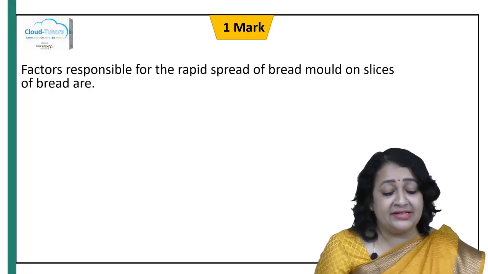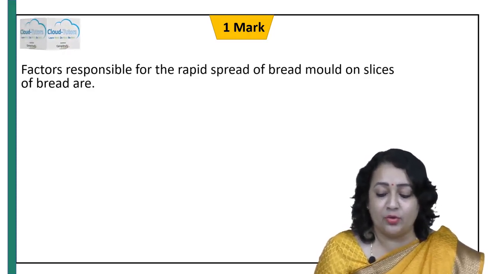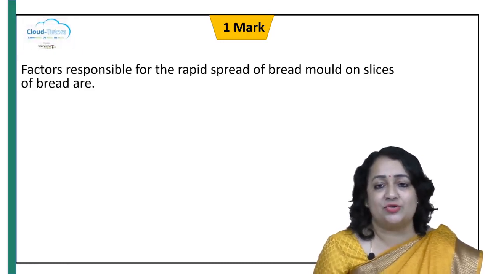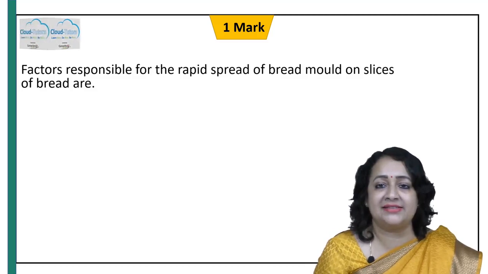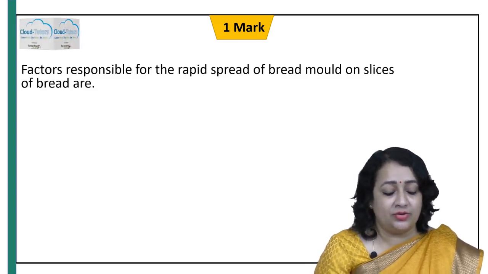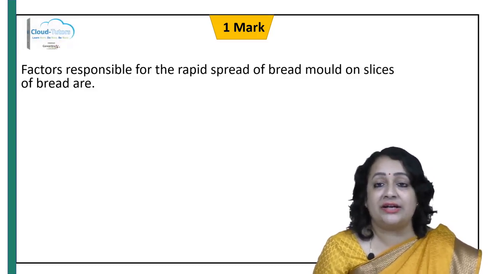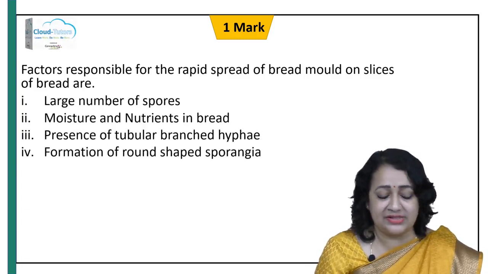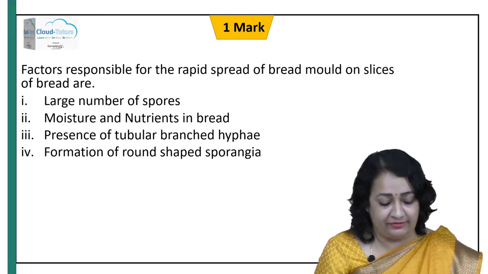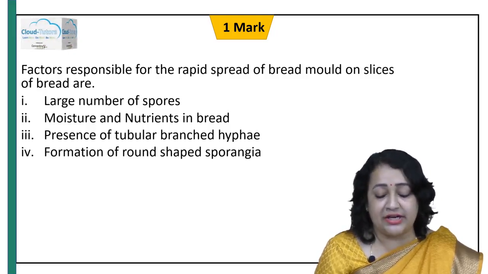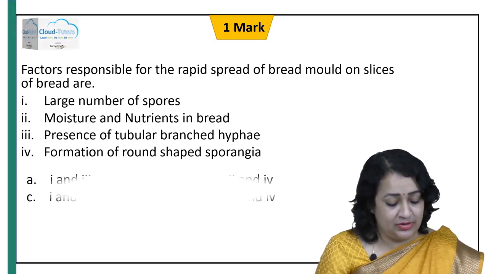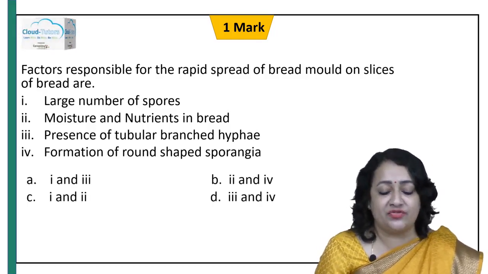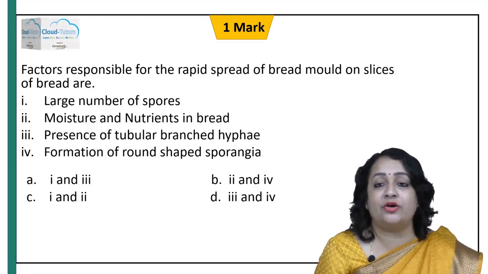Next question. Factors responsible for the rapid spread of bread mold on a slice of bread are: we have seen in old bread slices there is bread mold growing, black or grayish colored mold. So we have to identify the factors which are responsible for the rapid spread of bread mold. Let's see the options. 1, large number of spores; 2, moisture and nutrients in bread; 3, presence of tubular branched hyphae; 4, formation of round shaped sporangia. So these are the factors. Now we have to identify which are responsible for rapid spread of bread mold.